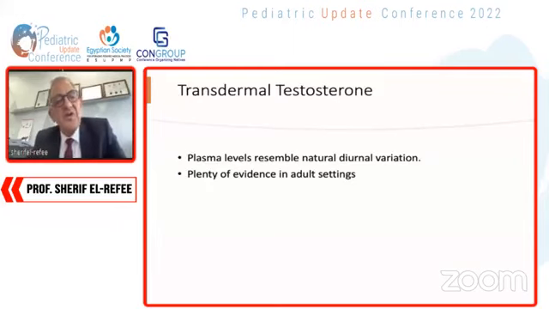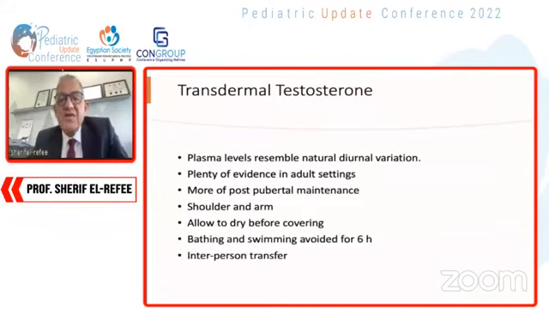There are other preparations you will hear about, such as transdermal, which is better because it is more physiologic, and there is plenty of evidence in adults, but not in children, and it is very difficult to use to induce puberty. It is easier to use for maintenance, but imagine a teenage boy: you want to apply testosterone gel on their shoulder and arm and ask them not to dry the arm for half an hour and no bathing for 6 hours after that, and don't touch it because you can transfer it to somebody else. It's messy, it's difficult, it's not practical. That's my personal view.